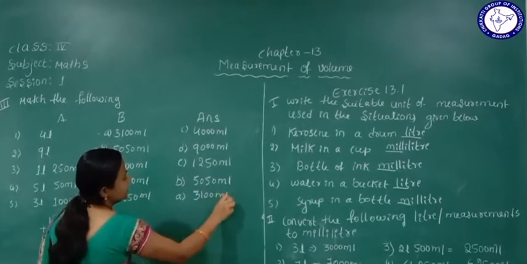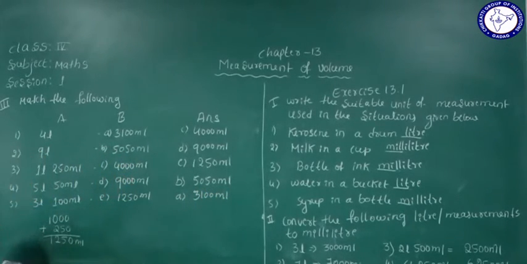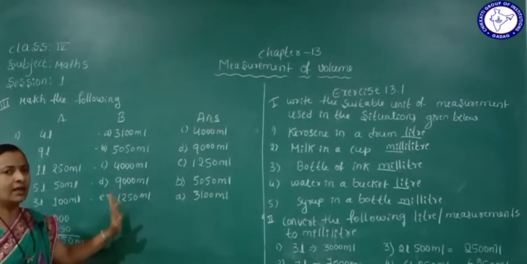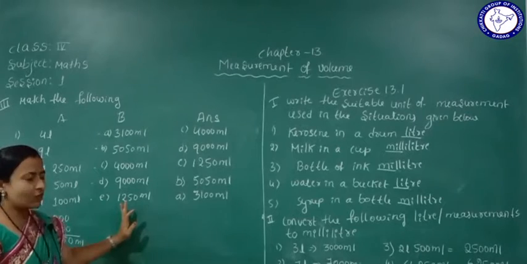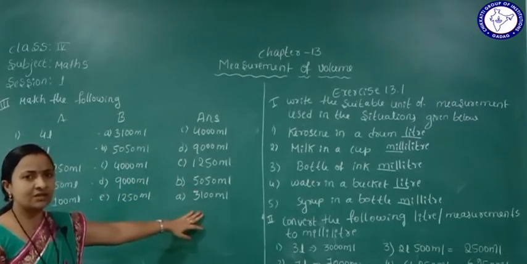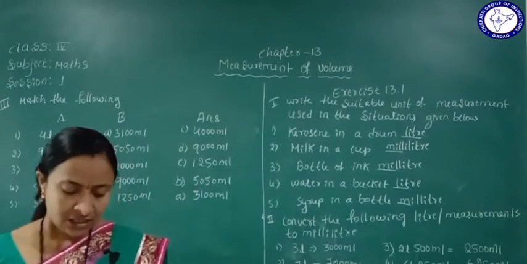Understood this one? So they have given here liter form. We will write the answer B in the B form. What is there? Converting, that is milliliter form. So we will search the answer and write here. Understood this one? Okay.